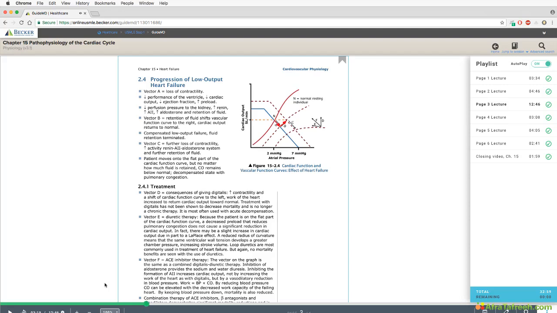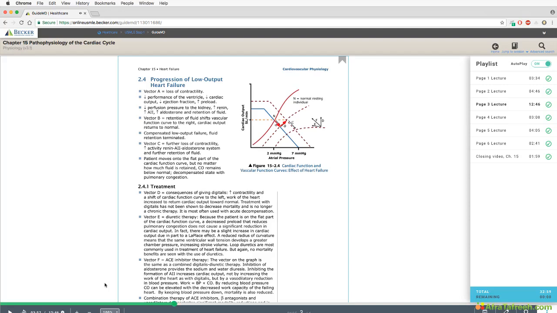You increase the volume of the vascular system, and because of that, your vascular function curve shifts to the right. So as that vascular function curve shifts to the right, you move up vector B. And I said, that system keeps retaining fluid until your blood pressure comes back to normal. So when you get to the end of vector B, blood pressure, cardiac output is back to normal, and you stop retaining extra fluid.